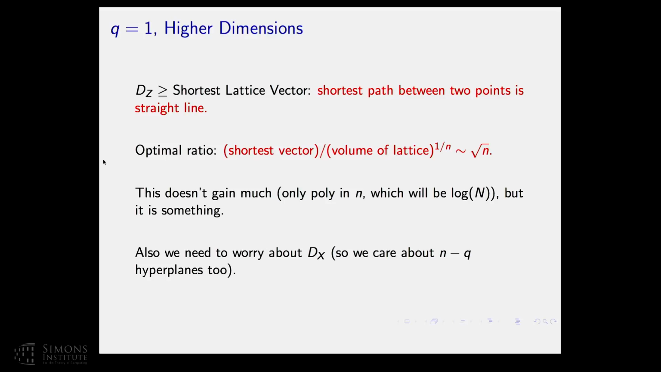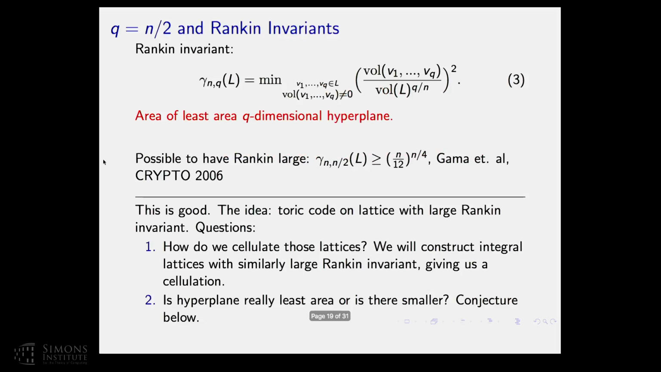And this only worries about one of the 2 distances, and we really need to worry about both distances, the z and the x distance. So I don't want to talk about q equals 1. I want to talk about q equals n over 2, and here we're going to see we can gain a lot. So you look at high dimensional lattices, and this is the key idea.